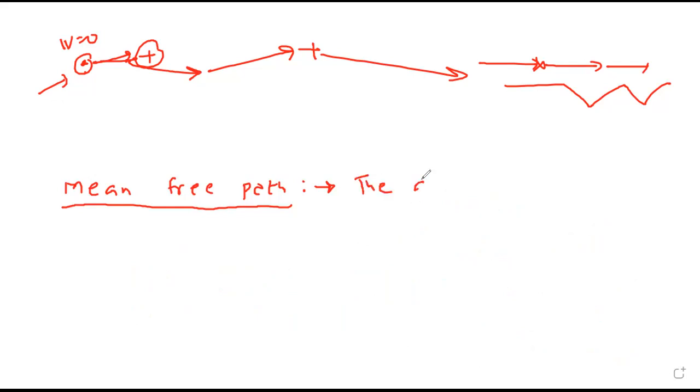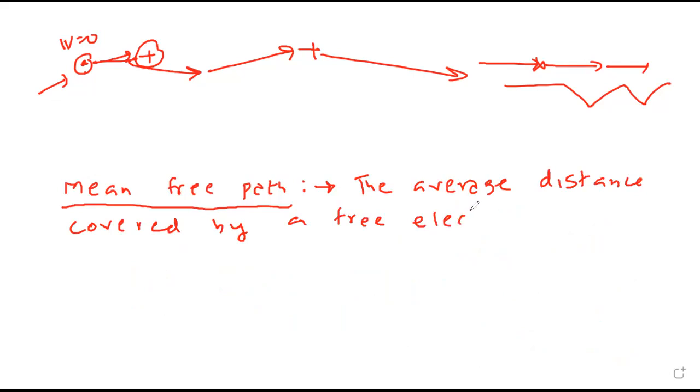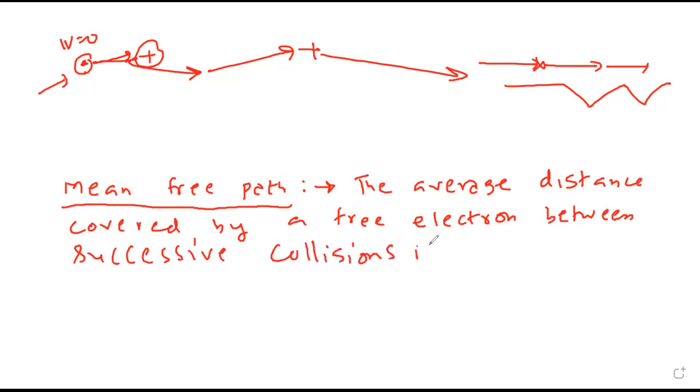The average distance covered by a free electron between successive collisions is called the mean free path.